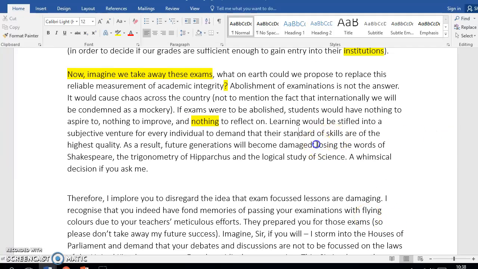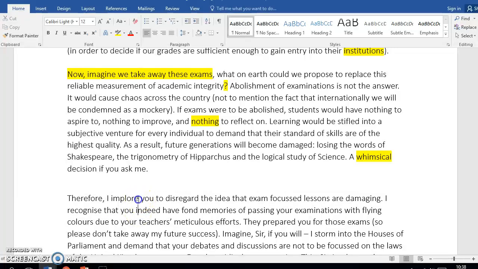And then you've got that colon emphasizing the next few words: "losing the words of Shakespeare, the trigonometry of Hipparchus, the logical study of science. A whimsical decision, if you ask me." Again, if you don't know some of these words, magpie these words, as I say to my students. Steal these words if you like them, and learn what they mean, and then use them in your own essays if they are relevant. "Therefore, I implore you to disregard the idea that exam-focused lessons are damaging."